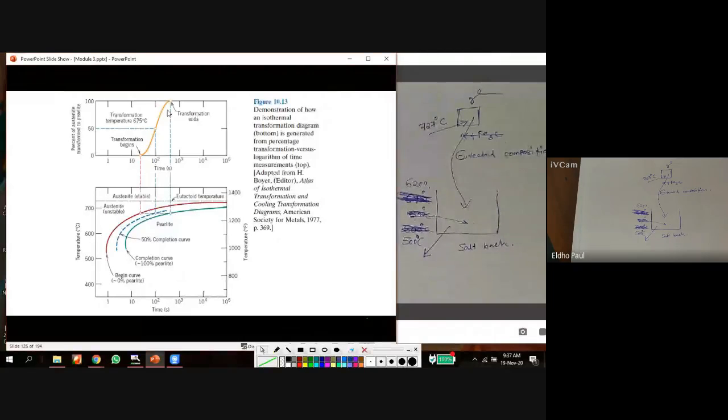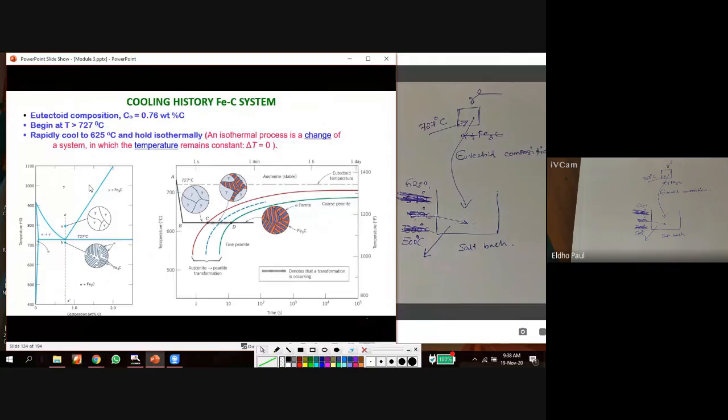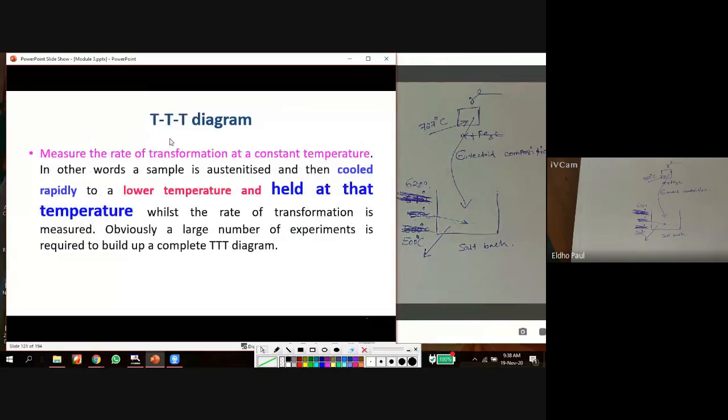So next, I am going to explain what is the change in the austenite. What is the resultant microstructure after conversion? So when we maintain 625 degrees Celsius, this is the rapid cooling from 727. See this rapid cooling to 675 degrees Celsius, 625 degrees Celsius. And this is very important. See the definition.